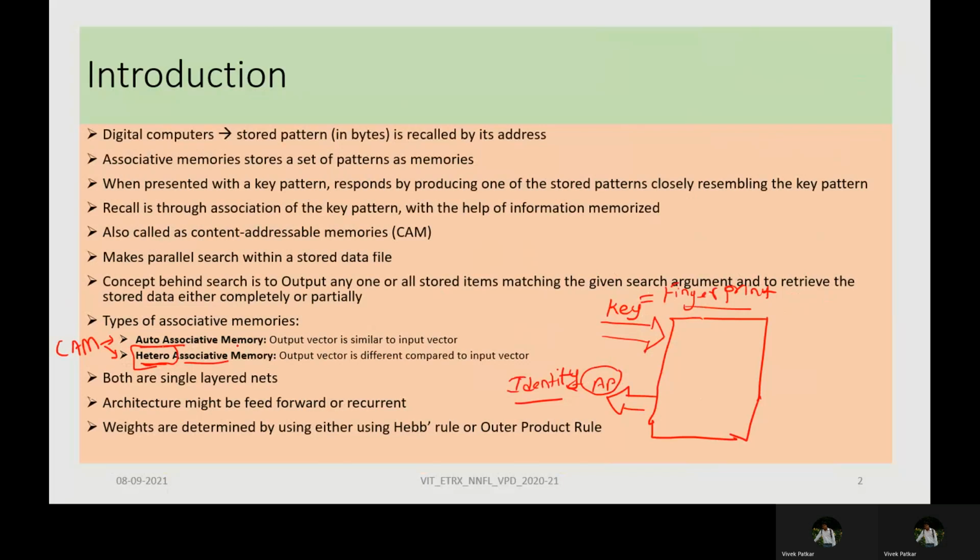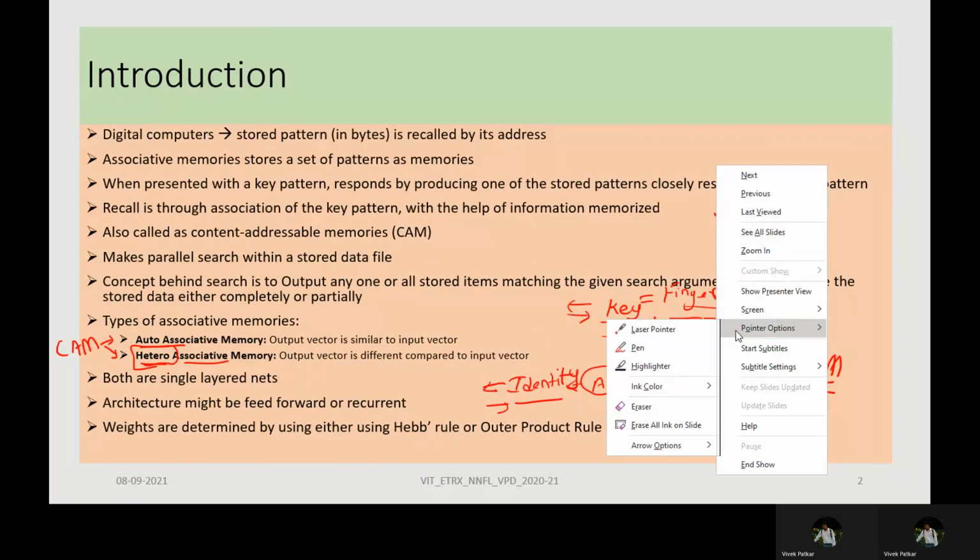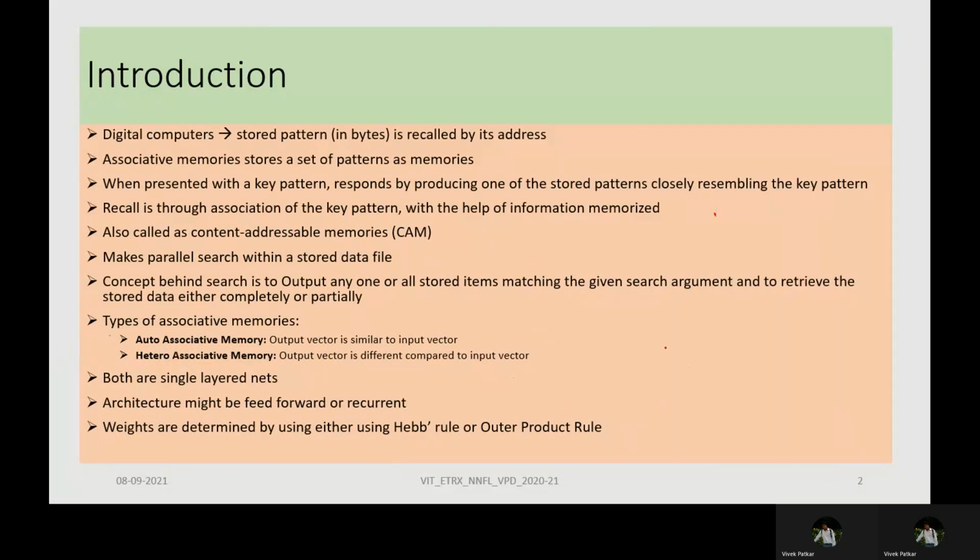There is a special case of hetero-associative memory also. We give the key pattern and get the identity, or the other way, we give the identity and get the key. It means the network works both ways. That is a special case of hetero-associative memory called bidirectional associative memory. We are going to treat it separately in this chapter. So let's move on.